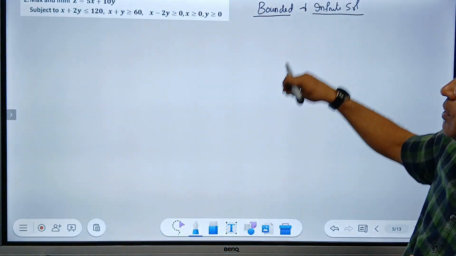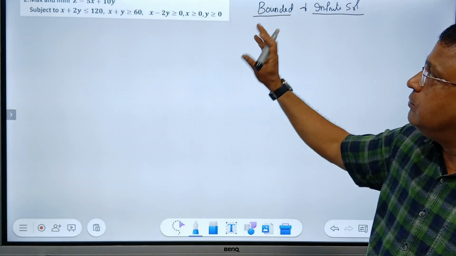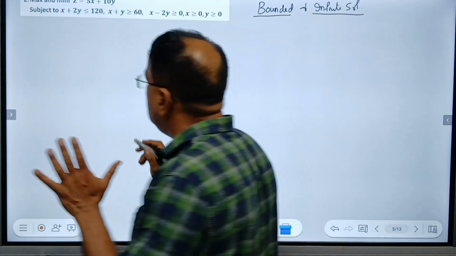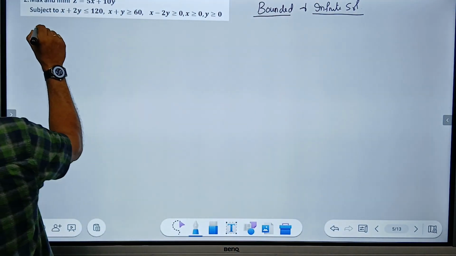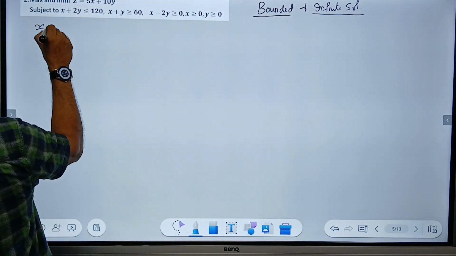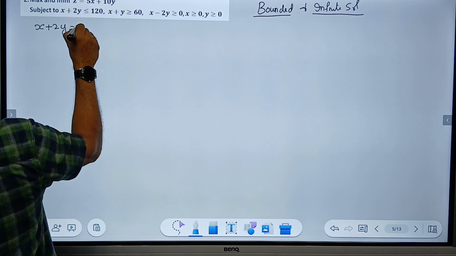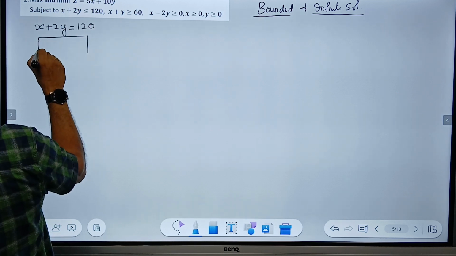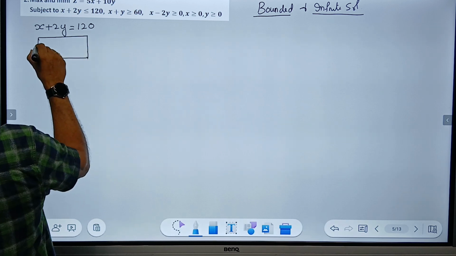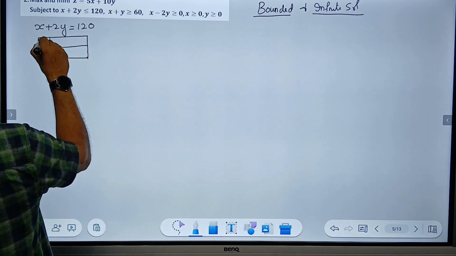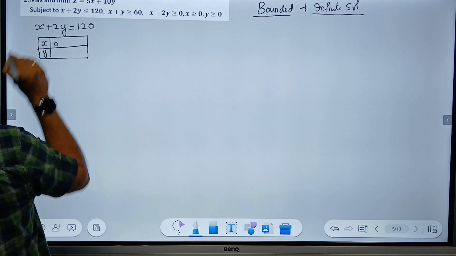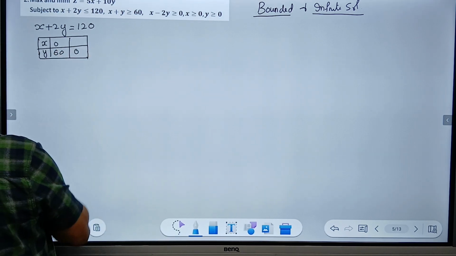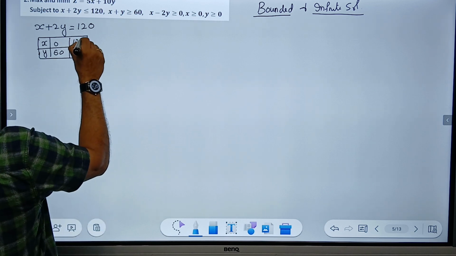While doing this problem, I will also explain some other details which you are supposed to know. First, as usual, let me plot the graph. Let us take the equation x plus 2y equal to 120. Now draw the table. If I draw the table, I get x is 0, y is 60, y is 0, x is 120.